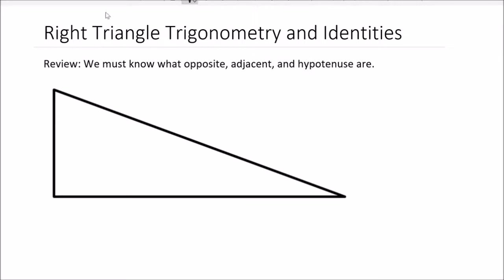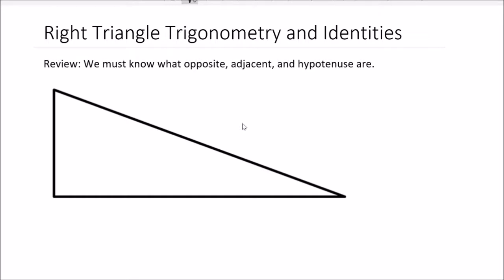Right triangle trig and identities today. Right triangle trig is exactly what you learned back in geometry, so think SOHCAHTOA. All we're going to be doing today is looking at that in conjunction with some identities and our reciprocal functions to see some more things that we're able to do now that we're in pre-calculus.